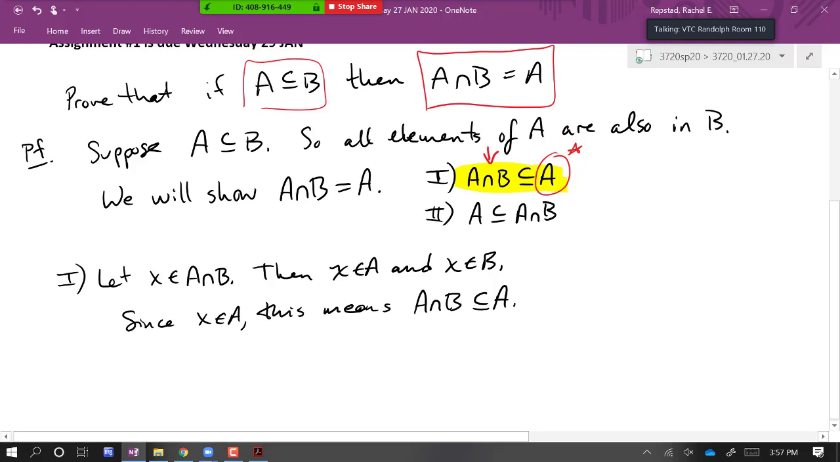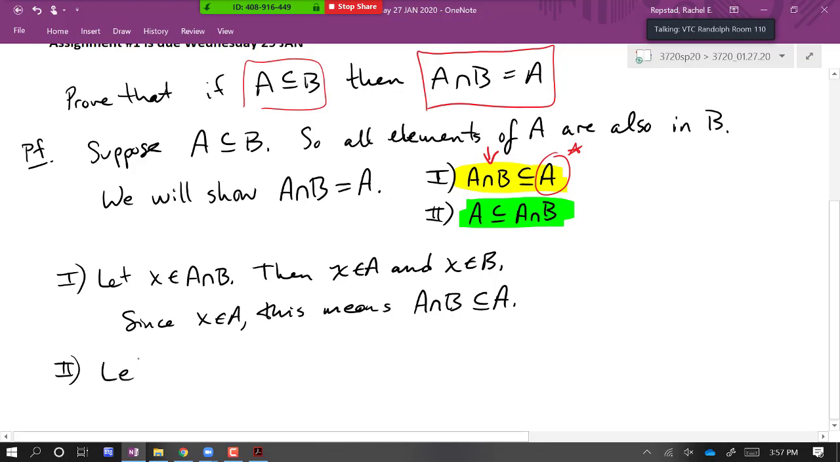It's also always completely contained in B. It has to be, right? Because you have to be in both in order to be in the intersection. The other part will be maybe slightly longer, but not too much. For the other part, I'll highlight this in green. We're going to show that A is contained in A intersect B.